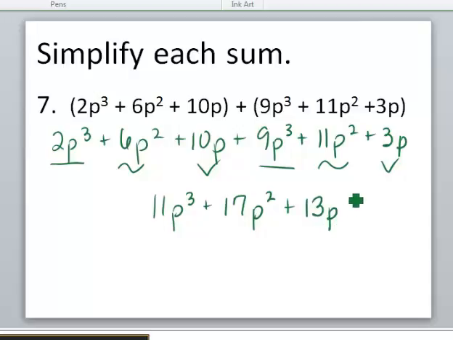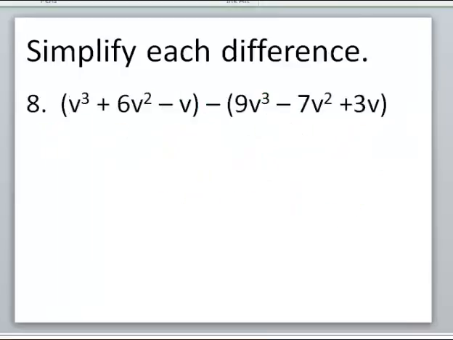In the next video, I will show you how to simplify differences.